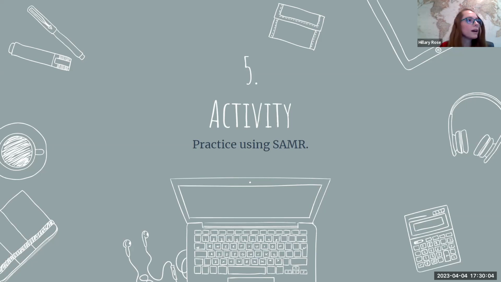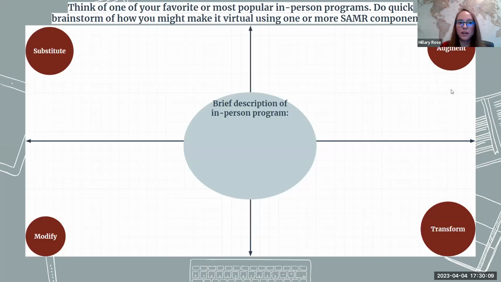All right, so I will show you what our activity looks like, and then we'll be using Jamboard, which is one of those platforms I recommend because it's really easy to set up and easy for people to use. So each of you will have basically like a whiteboard slide on this Jamboard that I'll give you the link to. And I would like you to think of your favorite or maybe your most popular program that you already do in person at your museum.